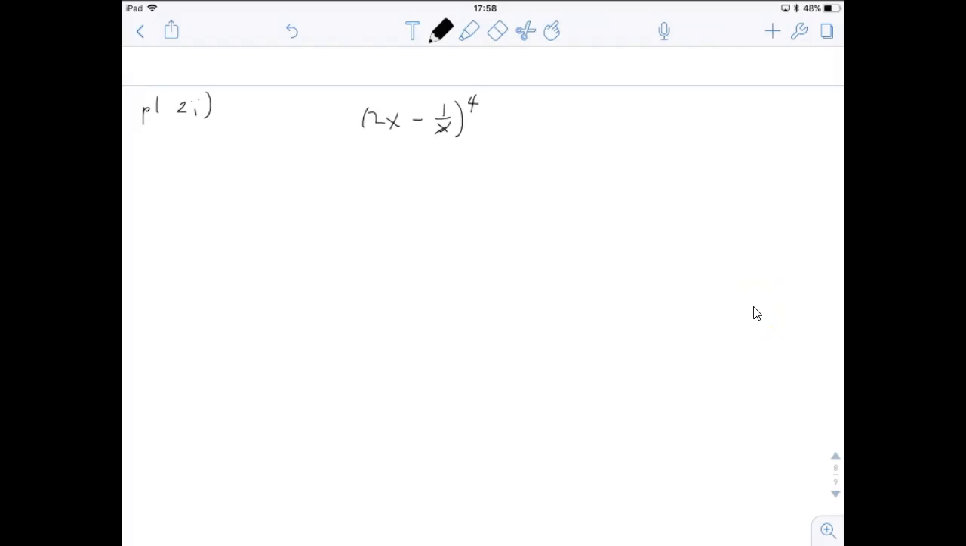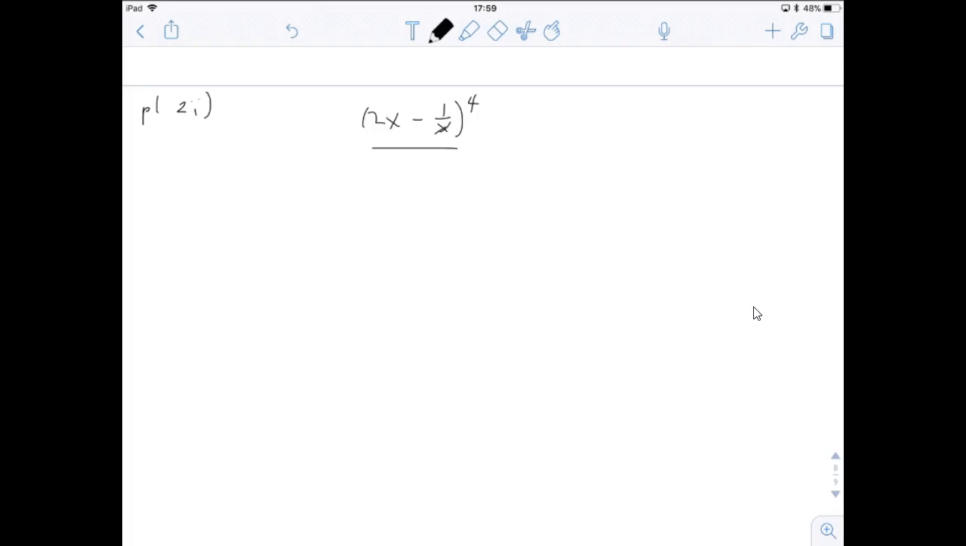Okay, this video is for people who would like to see a binomial expansion problem, a challenging binomial expansion problem done slowly so that you could take it all in. I am going to do problem 2I from page 1, which is (2x minus 1 over x), quantity to the fourth power.